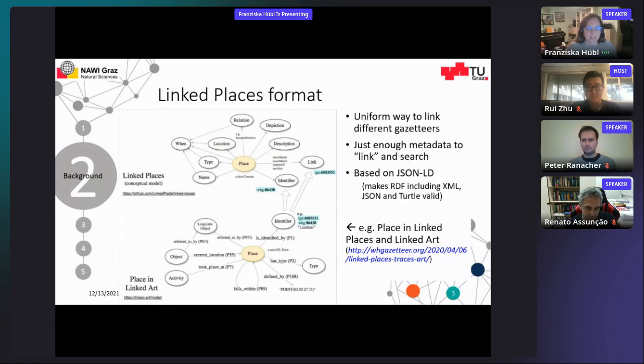So the development of linked pasts led to the linked places format. The linked places format is conceived to be not an overall solution. It is a uniform way to link different gazetteers and include just enough metadata to support the search across different gazetteers. So for example, here we see two different conceptual models defining a place. Both are linked via their identifiers. And the linked places format also includes place name, type, location, and relations that are connected to a certain time span. And that's it. Other options are within other formats and data sources.